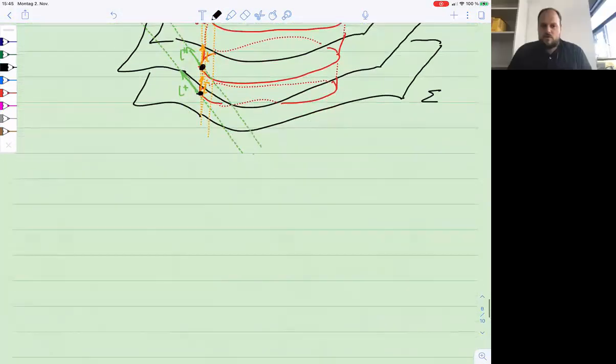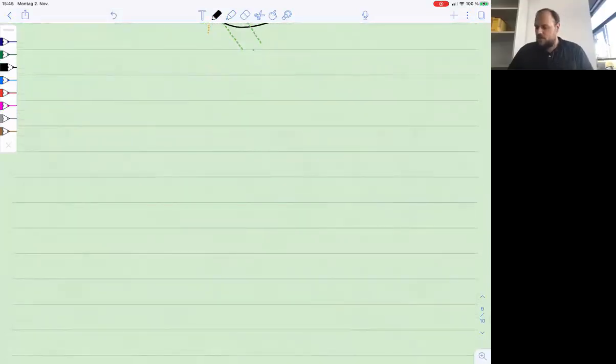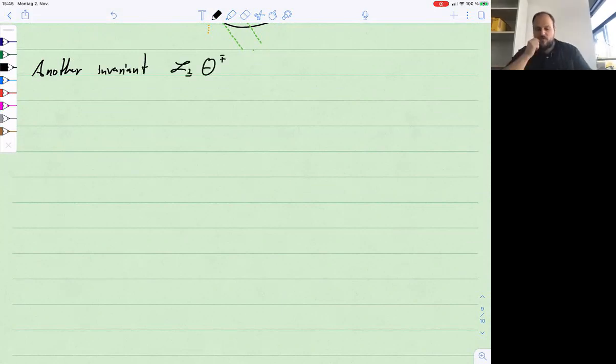Okay, so now we can classify our horizons, because we have another invariant, so we can just look at what this invariant tells us, right? So we have another invariant, which is L plus minus theta minus plus. So we try to understand what it means. And this is actually super important, because we'll find that this will classify our horizons. So we can define two other horizons.